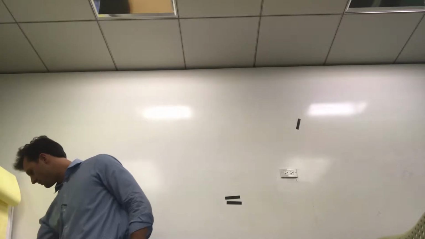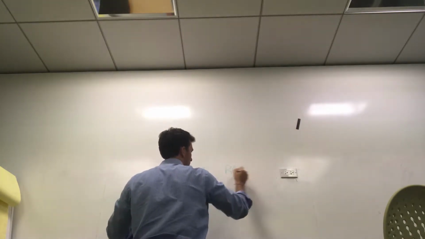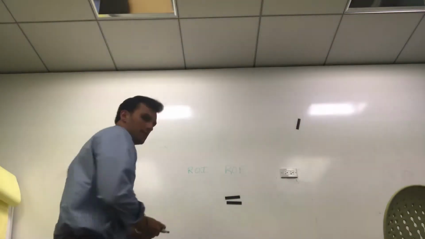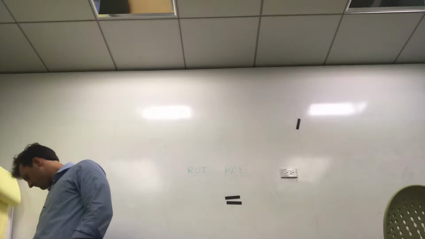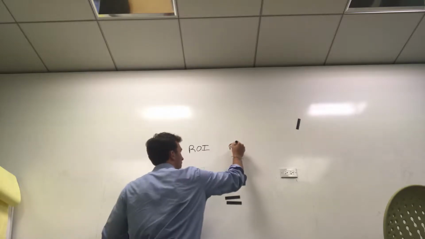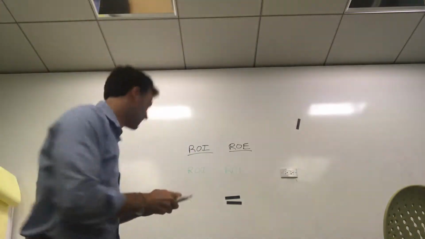Let's do this on the board. So ROI, return on investment, and ROE, return on equity. Can you all see that? Hell no, you can't see that. Let's get a different marker. You know what I'm saying? How can you see that? Oh yeah, we can see that.